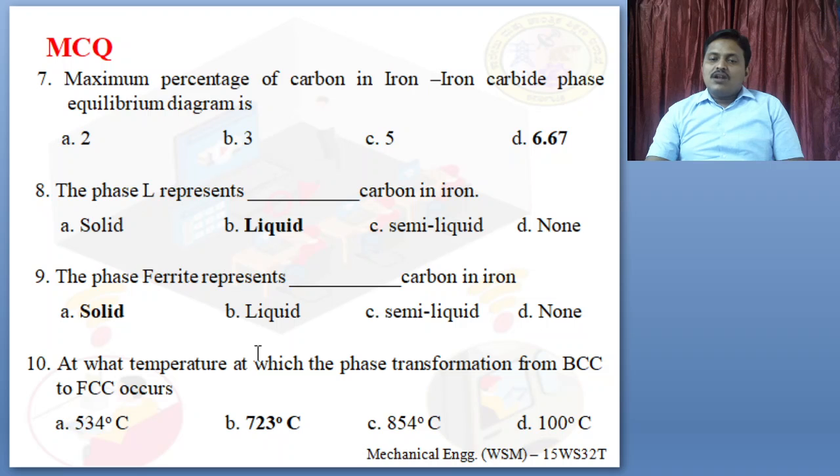Last: at what temperature does the phase transformation from BCC to FCC occur? What is the temperature at which the phase transformation occurs? It is 723 because it is known as the recrystallization temperature.